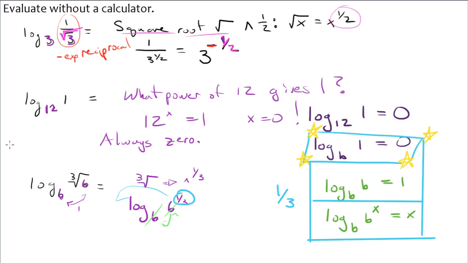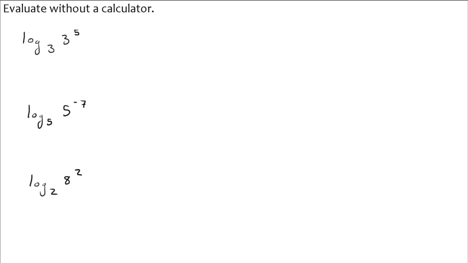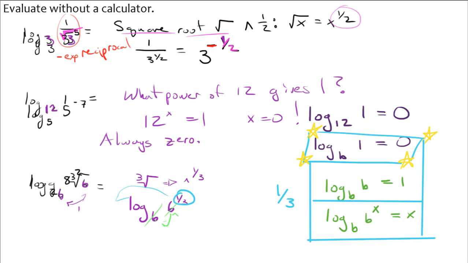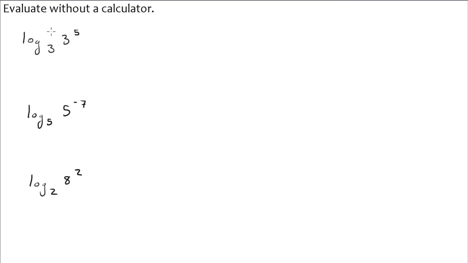All right. I think we have another round of examples. Remember what I just said? Log base b of b to the x is x. Let's apply that. The log base 3 of 3 to the 5, what's my exponent? 5. So what's this going to be? 5. What's my exponent? 7. So what's this going to be? Pardon me. The exponent is -7. The negative comes with.